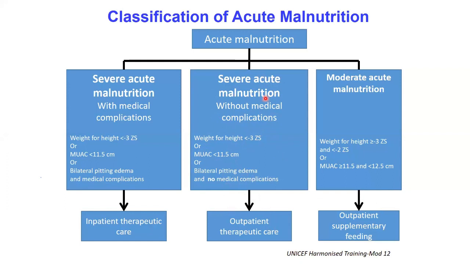UNICEF has been the key supplier for this, although local industries are also needed for sustainability. Those with complications are the ones we admit, with the same cutoff but with complication. I'm going to explain briefly what we mean by complication. We treat these as inpatient, cautiously. The detail of how we do all this requires another session, so I'm not going into the detail of how we manage inpatient or outpatient.